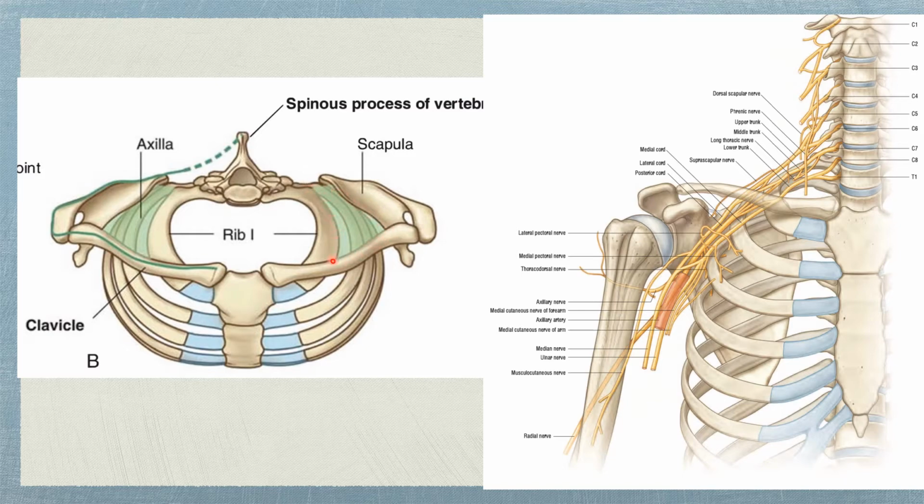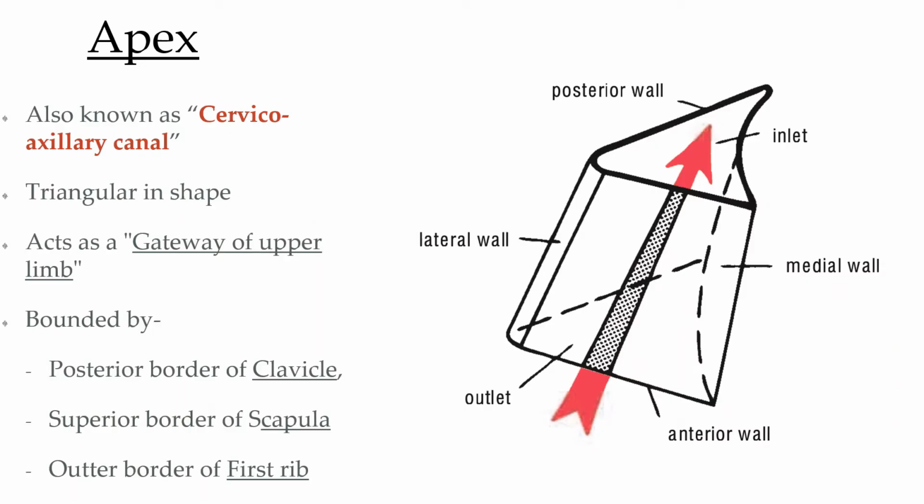also called the apex of axilla and cervicoaxillary canal. In the illustration on the right side, you can see how the nerve plexus is entering the upper limb by passing through the apex of axilla. Apex of axilla, which is also called the cervicoaxillary canal or axillary inlet, is triangular in profile, as you can see in the schematic representation on the screen. This is the apex of axilla.